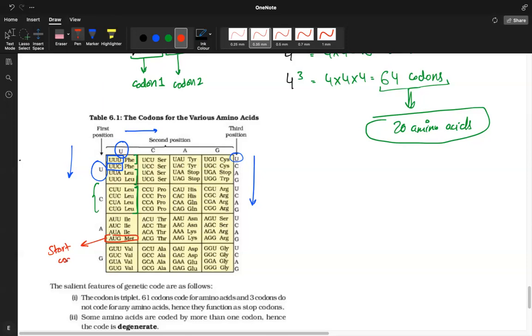That is called the start codon, which means this codon is present at the beginning of every protein. That's why it's called start codon. Translation starts here. Is it clear, everyone? Yes. So the first amino acid in every protein, every functional protein, is methionine.